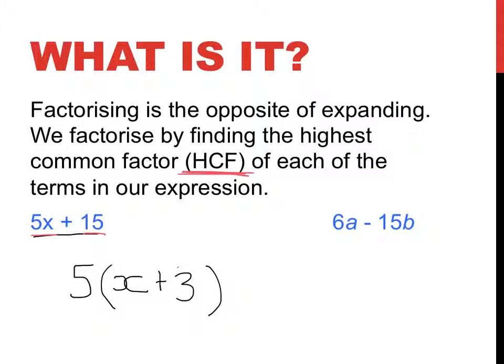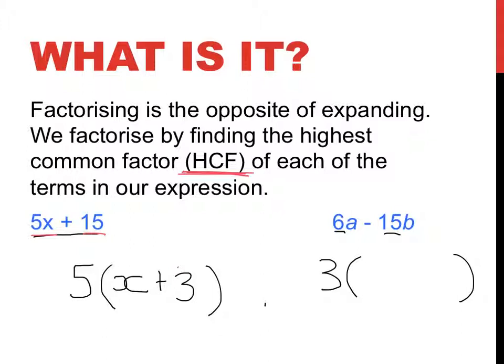Let's look at the other example over here, 6a minus 15b. Now, there's no pronumerals in common amongst them, so I know, again, it's only going to be a number on the outside of my brackets. Let's look at numbers that go into 6 and 15, both of my terms. 1, yep. 2 goes into 6, not 15. 3, yep, 3 goes into 6 and 15. 4, no, 5, no, 6. 6 doesn't go into 15, which means the highest is going to be 3.